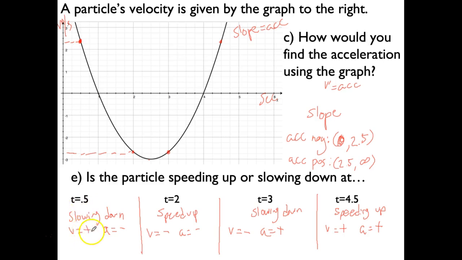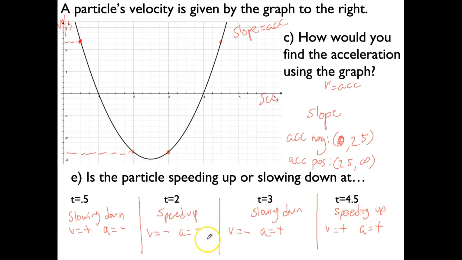This slowing down one, if you're going to the right and then you accelerate to the left, that means you're slowing down. So let's do this one right here. I'm traveling to the left and I accelerate to the left, that means I'm going to speed up. Okay, this one right here. I'm traveling to the left and I'm accelerating to the right. That means I'm going to slow down. Last one, I'm traveling to the right and I'm accelerating to the right. I'm going to speed up.